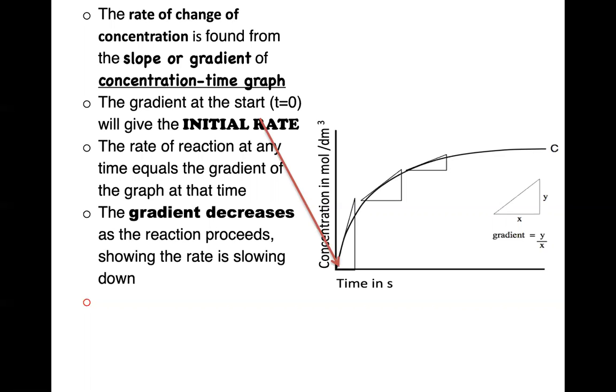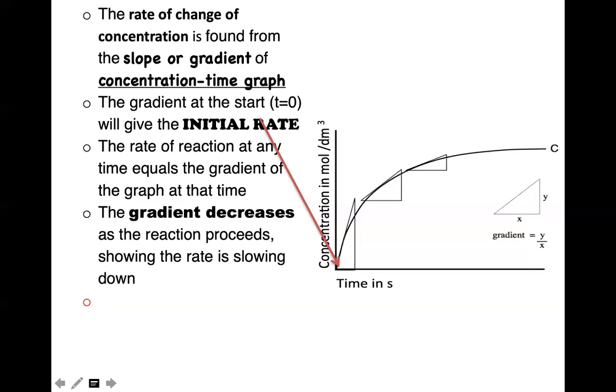Okay, so this means that it is the initial rate of reaction. And as you know, this graph is also showing you nicely that the gradient, or the rate, is decreasing. How do you know that? You look at the slope of your tangent. The rate of reaction at any time equals the gradient. The gradient decreases as the reaction proceeds, showing that rate is slowing down.